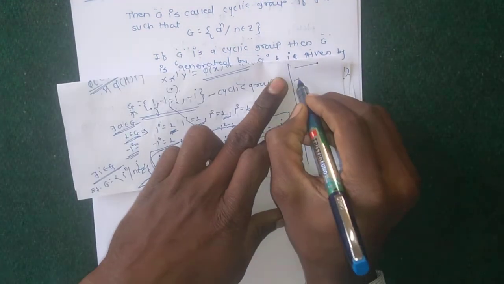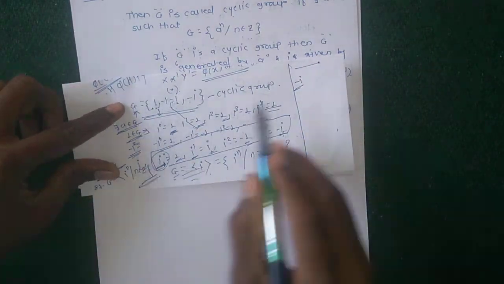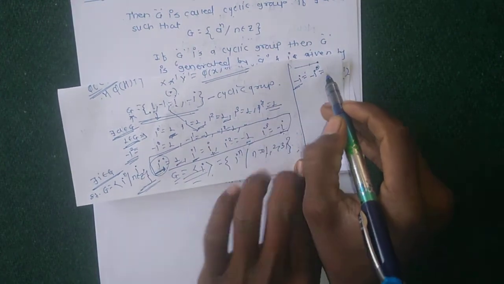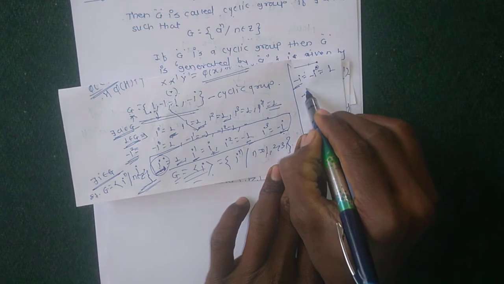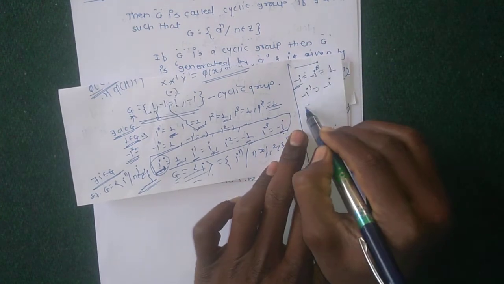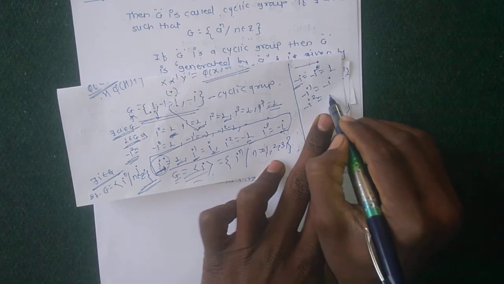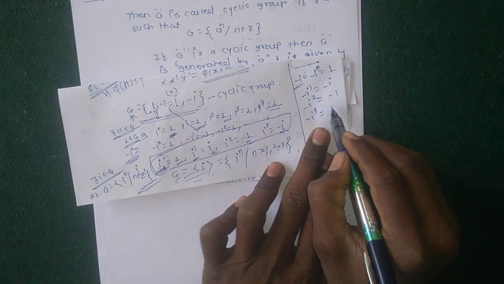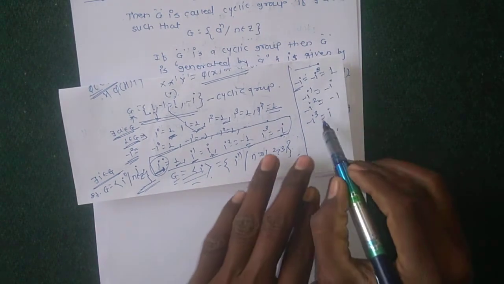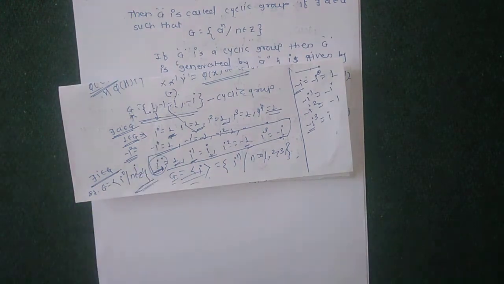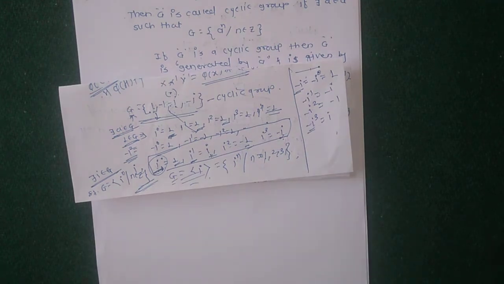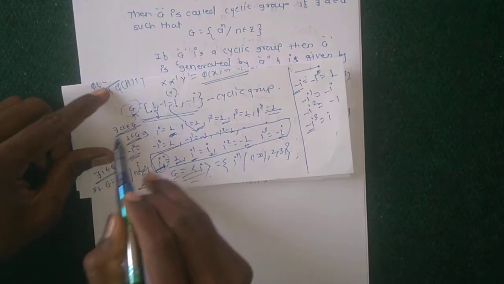Similarly, -i is also a generator of G, because (-i) raised to 0 equals 1, (-i) raised to 1 equals -i, (-i) square equals -1, and (-i) cube equals i. This means -i and i are generators of G, or G is generated by i and -i. Then G is a cyclic group. If G has a generator, then G is a cyclic group. This is the definition of a cyclic group.